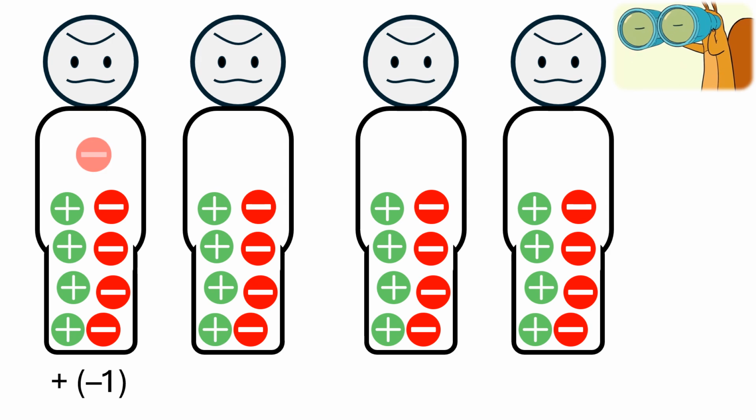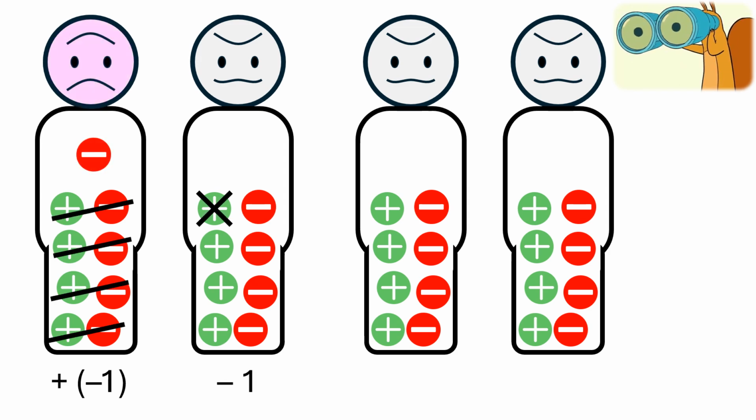1. By adding a sad unit, you change from neutral to sad. 2. By taking away a happy unit, you get the same effect. In other words, to subtract 1 is equivalent to adding -1.